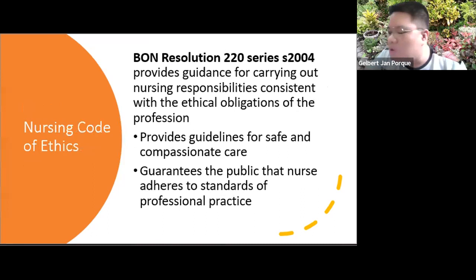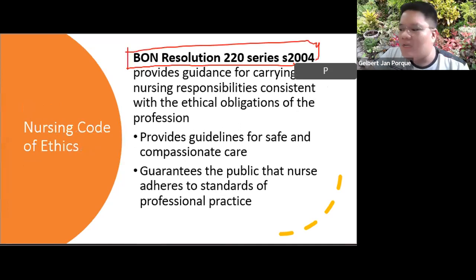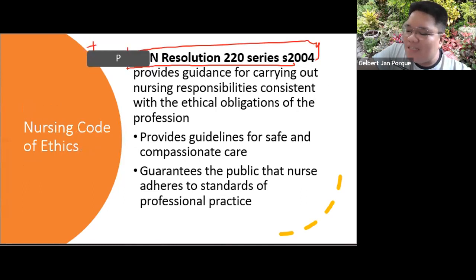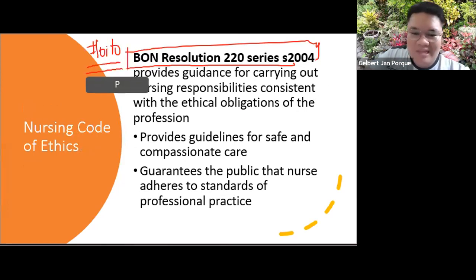Now, class, your code of ethics is being provided for by the Board of Nursing Resolution number 220 series of 2004. One trivia knowledge maybe that you might be interested to know is that, class, the Board Resolution number 220 series of 2004, the Code of Ethics of Nurses was first drafted in our place.